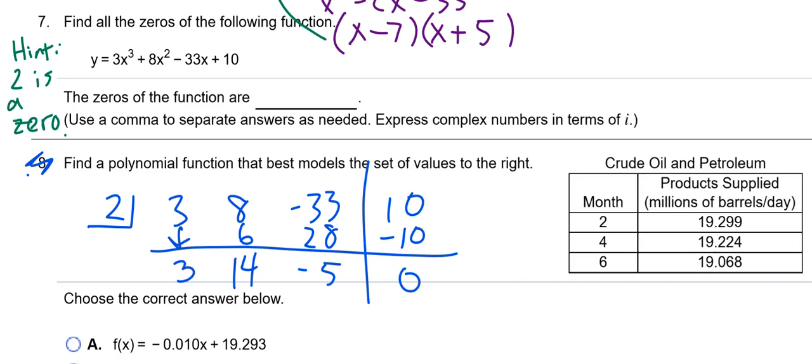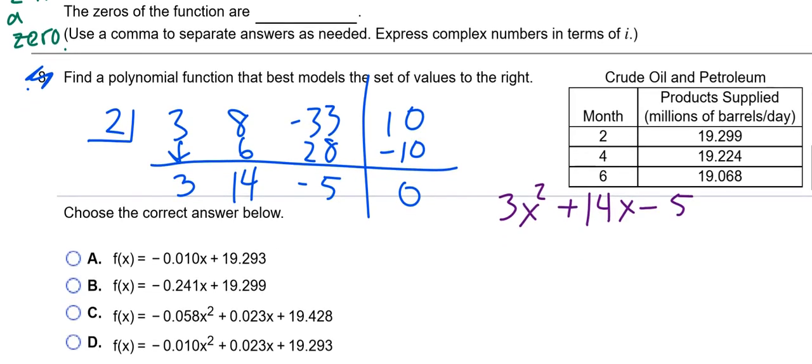So 2 times 14 is 28. Which is great because that adds with the positive 10 gives you 0 on the bottom right, which is exactly what we want. Should have gotten a remainder of 0. Now what is it that you're looking at now? 3x squared plus 14x minus 5. So now my question is, is this factorable?